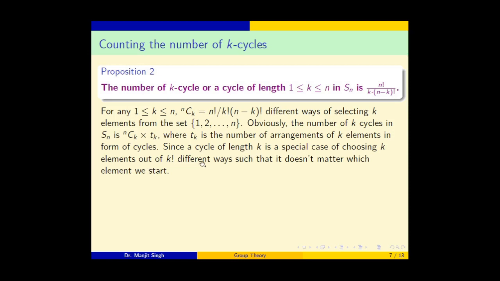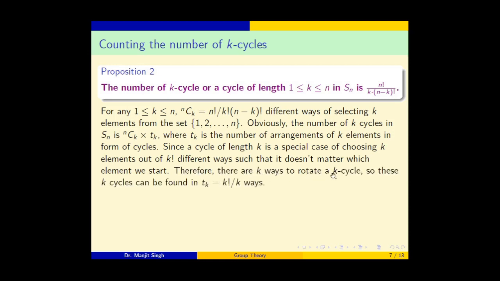Since a cycle of length k is a special case of choosing k elements out of k factorial different ways, it doesn't matter which element we start with. Therefore there are k ways to rotate a k-cycle. So these k-cycles can be found in tk equal to k factorial upon k ways, out of the total number of ways to write k elements.